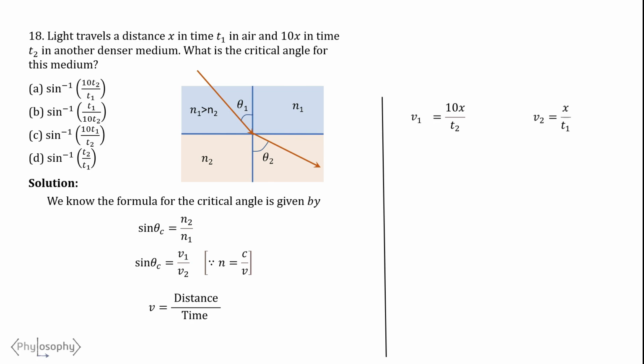Now if we put these two relations in the above expression, that is in sin θc equals v1 by v2, then we can write sin θc equals 10x by t2 times t1 by x, which gives θc equals sin inverse of 10 t1 by t2. Therefore our correct answer is option C. Now let's go to our next problem.